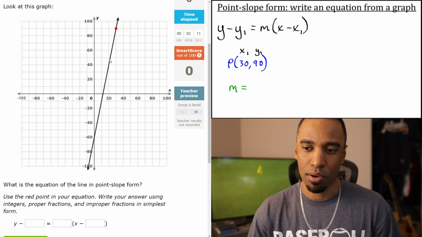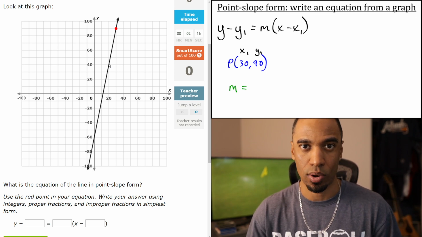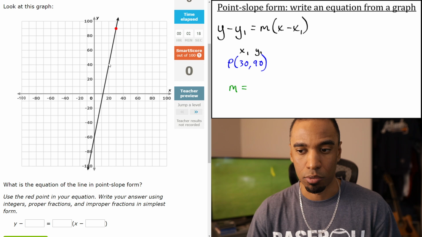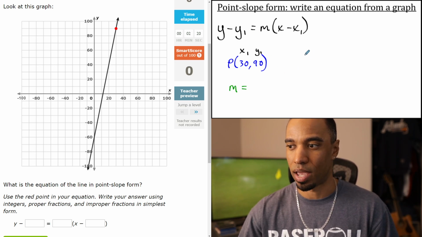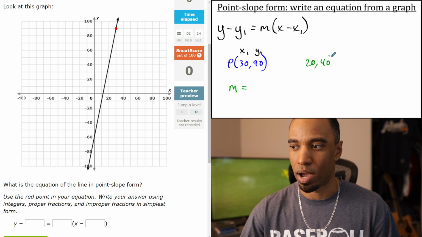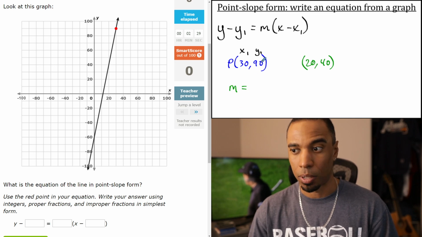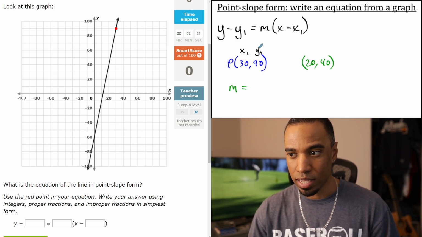If I keep tracking down until I find this point right here, 20, comma 40, that's another known point that is on this graph for sure. Let me just write it down to make sure we have it. So another known point is 20, comma 40. I cannot call it my x1, y1, unfortunately, because I don't think that this website will register that for an answer. However, I go from 20 to 30.